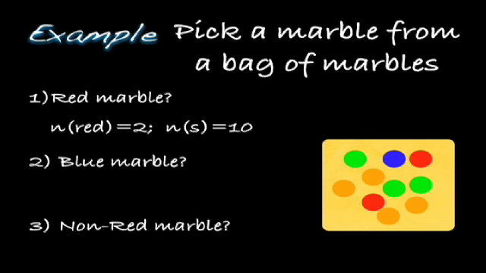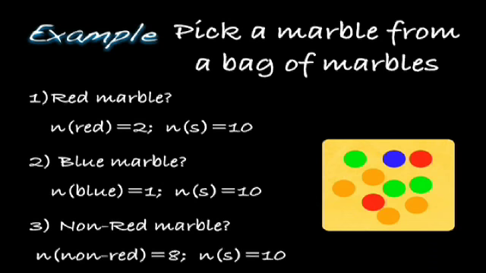2 marbles are red out of the 10 marbles. 1 marble is blue out of the 10 marbles. And 8 marbles are not red out of the 10 marbles. We can determine these probabilities.